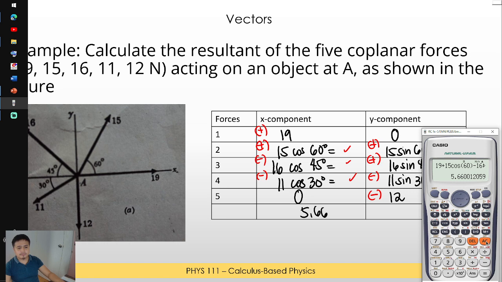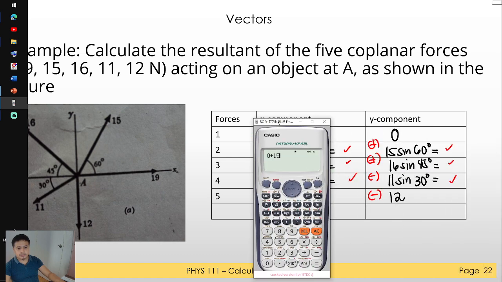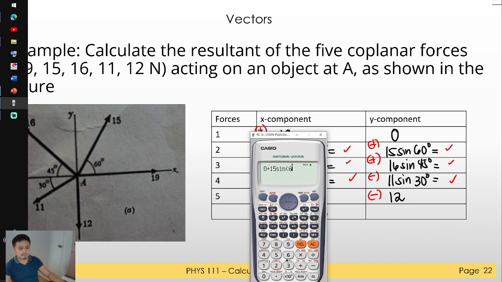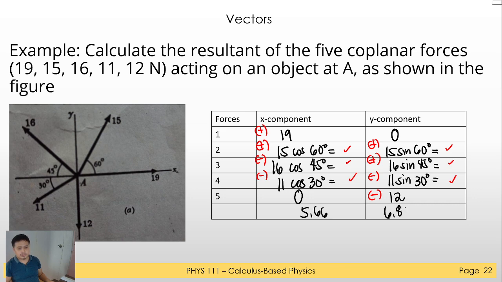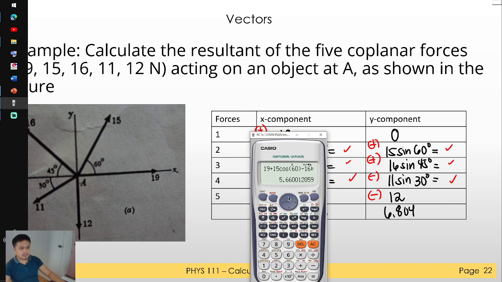And then for the other one, we have 0 plus 15 sine 60 plus 16 sine 45 plus 11 sine 30. Sorry, minus 12. I forgot the sign, sorry. The sign for 11 sine 30 should be negative. Alright. So the answer should be 6.804. Let me check the significant figures for the last one.